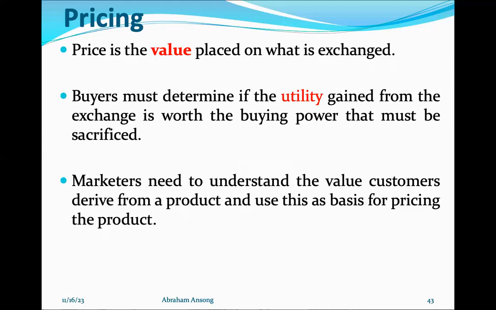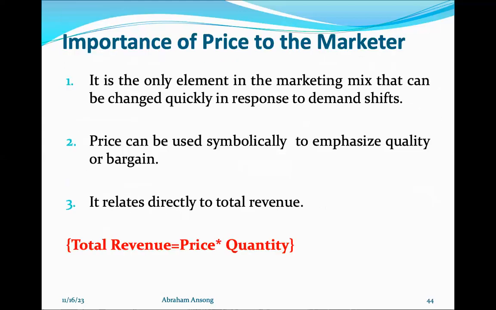Marketers need to understand the value customers derive from a product and use this as a basis for pricing the product. So what people actually buy is utility or value. So if you're a good marketer, what you should be emphasizing to your customers and potential customers is the utility that they will get from the product. Okay, once they get to know how a product will benefit them, then it becomes easy to convince them about the price, because you said there is a correlation. All right, once they can see value in the product, then it becomes easy to price it.